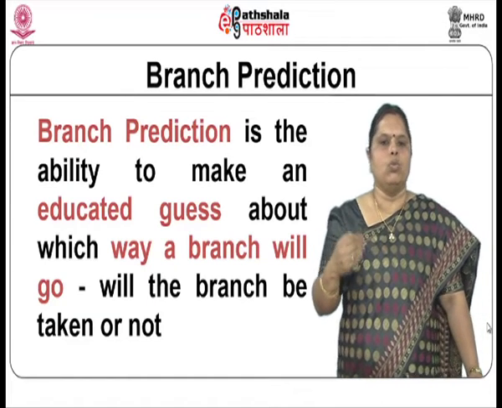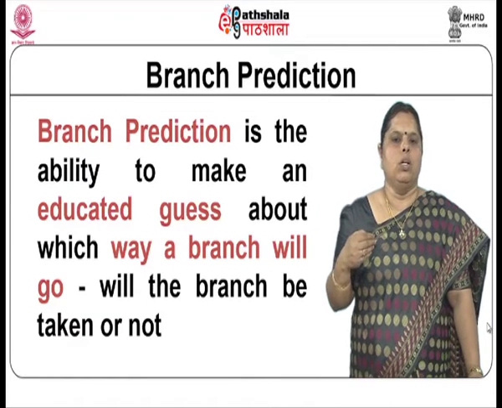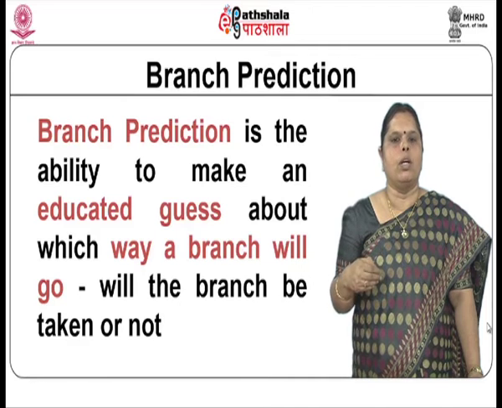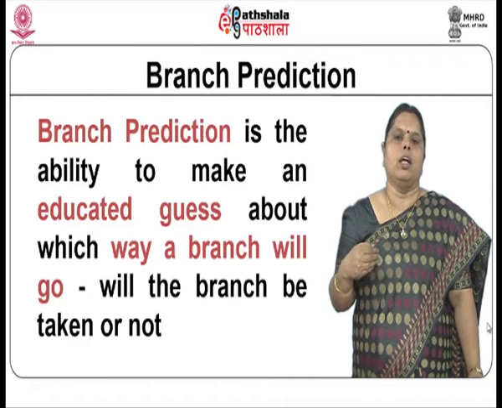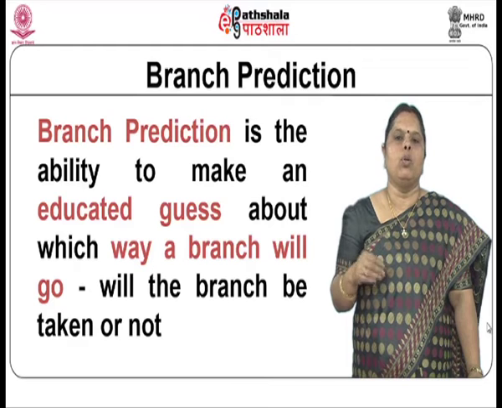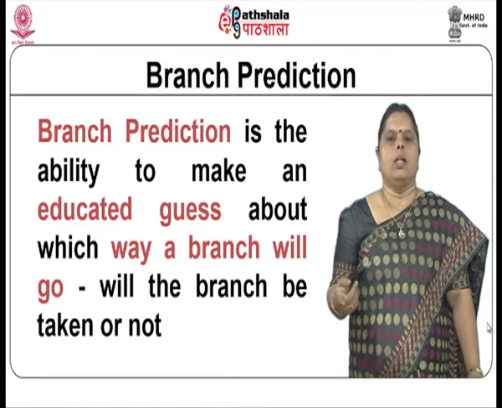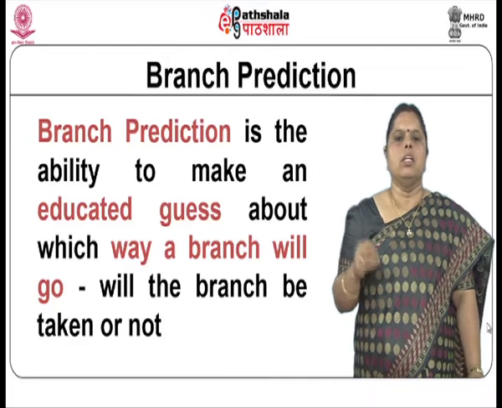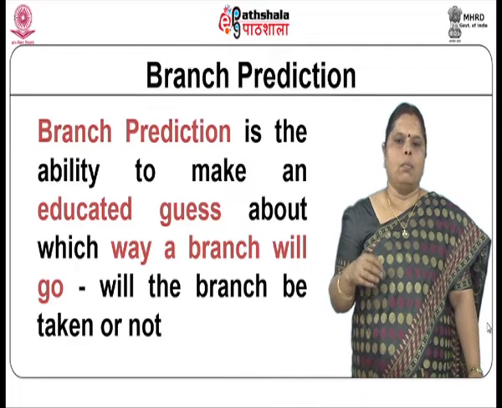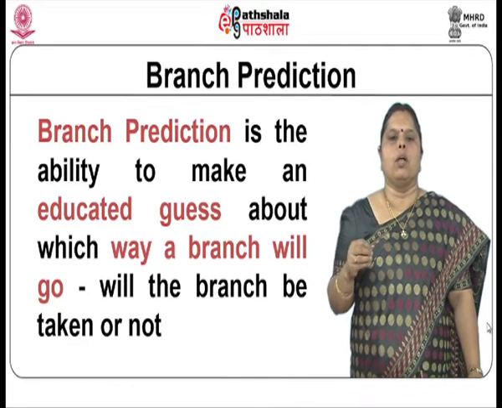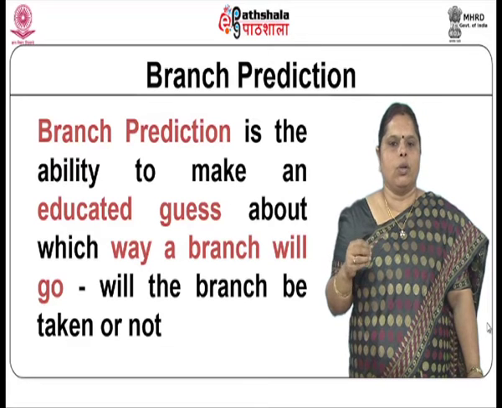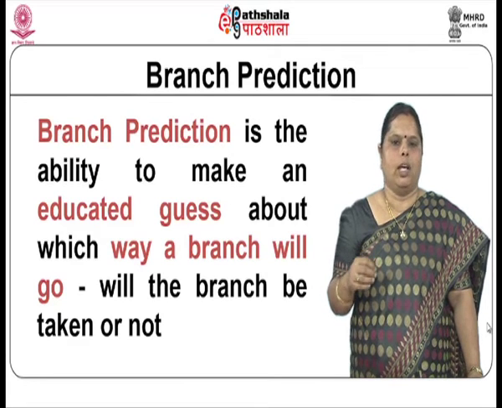Now, we look at more generic issues with respect to branches. We have already pointed out that branch prediction is a very effective way of handling branches. In the previous module we only looked at static prediction. Now, we are going to concentrate on dynamic prediction. So, branch prediction, as already pointed out, is the ability to make an educated guess about the way in which a branch will go, whether the branch is going to be taken or not taken.